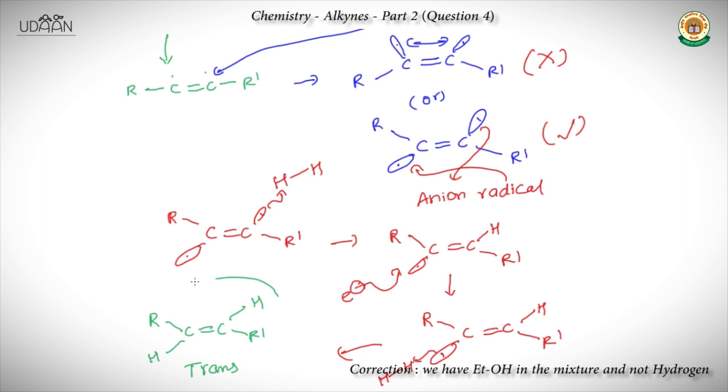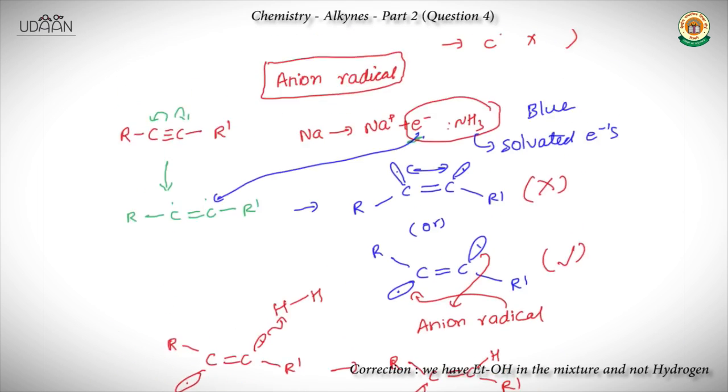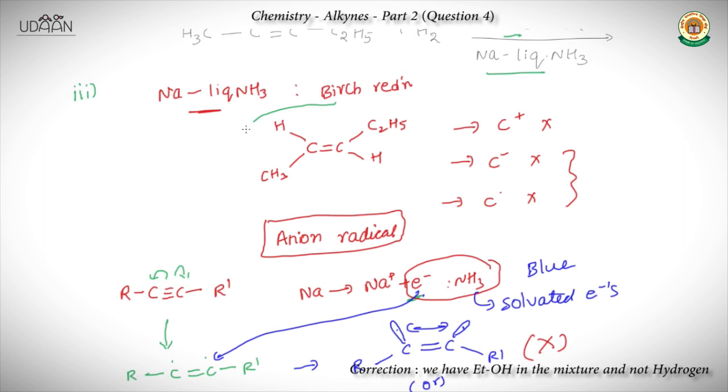Now in the question, R is CH3 and R dash is ethyl, and the answer would be this one, as I have told you first. Okay. So now that we're done with this question, let's move on to the next question.